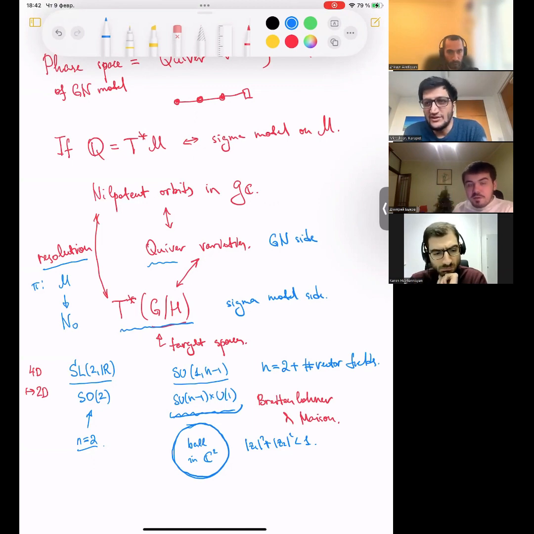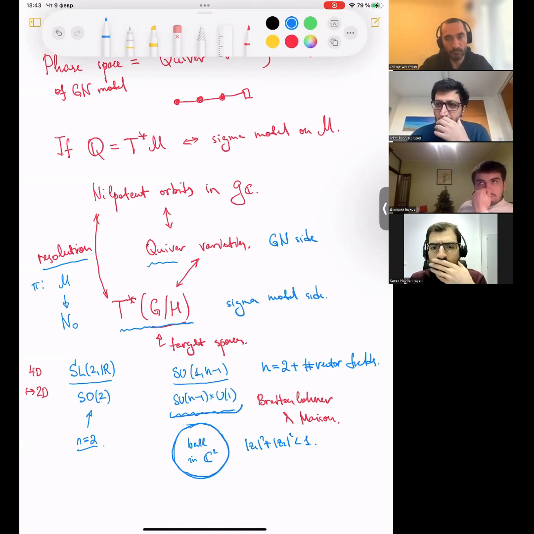So you're saying that for the AN case, you have the resolution, which means that you have this manifold that is some sort of a cone, right? What is a cone? Well, the orbit is a cone. The nilpotent orbit is a cone, but the resolution is not. Okay, you mean a cone? Yes, I guess it's correct.